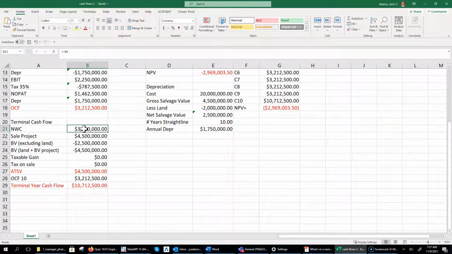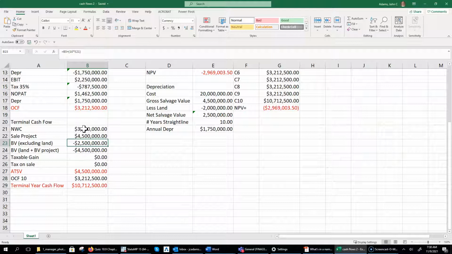Now, what happens in the last year? So we call that the terminal year. So that terminal year, we're going to get back our investment in net working capital. We're going to sell this project for $4.5 million. And then we have to figure out, do we owe any taxes on this sale of $4.5 million? So we got to back out the book value, excluding the land. So not counting the land.